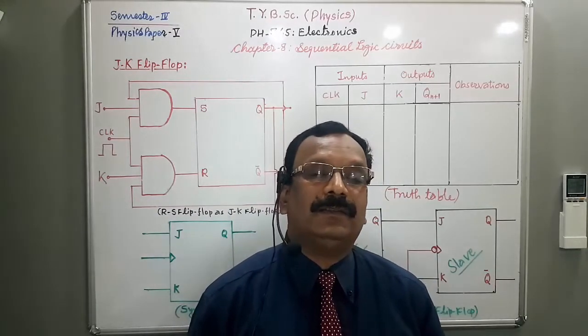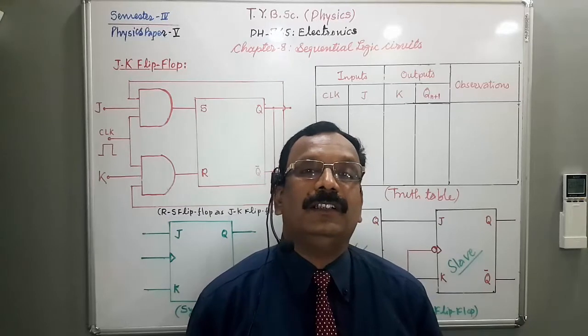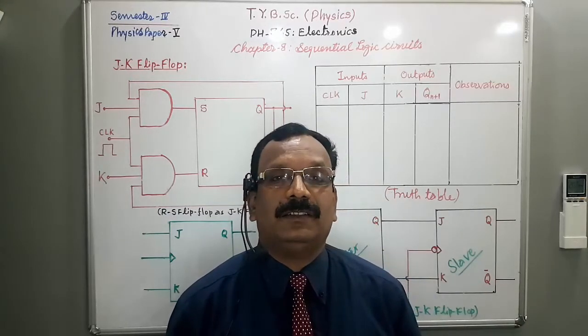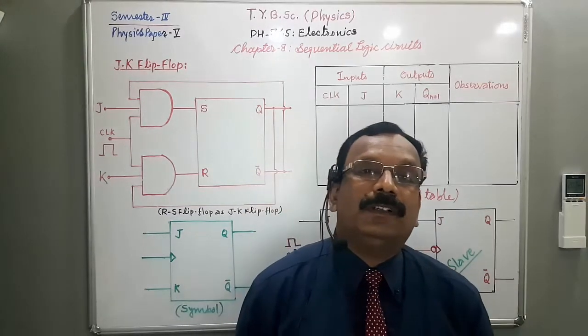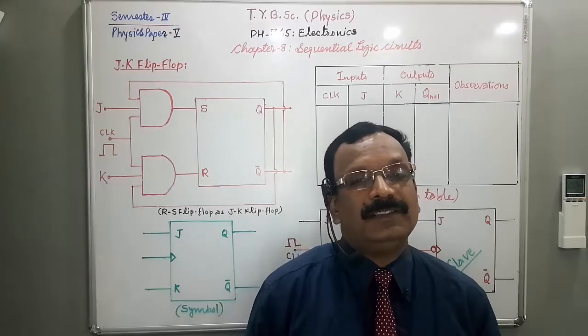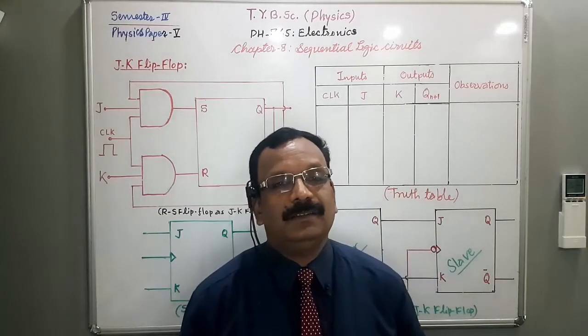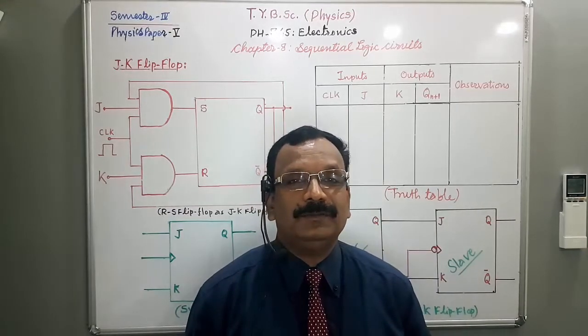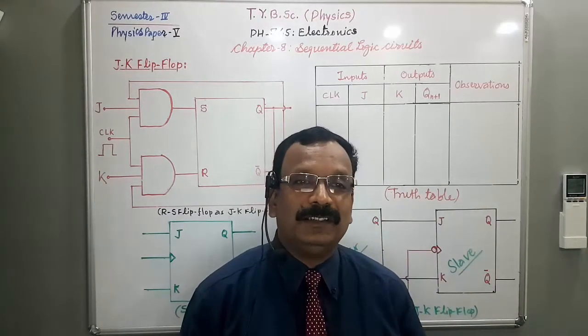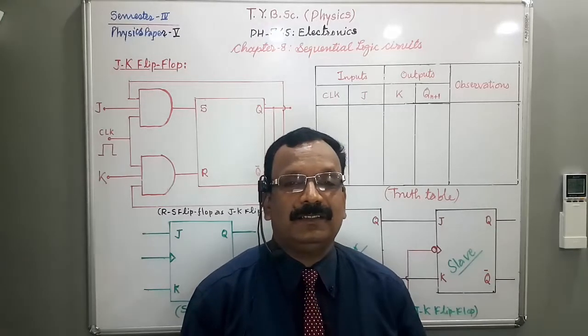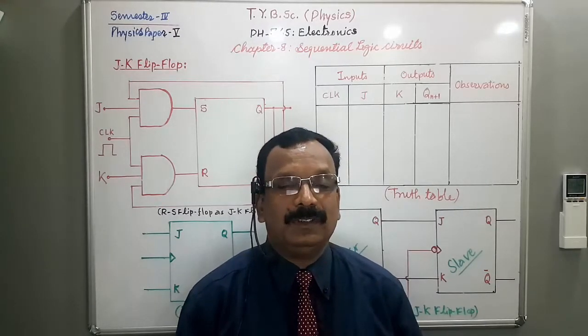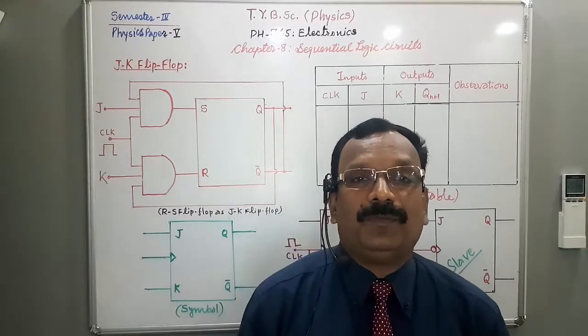In the previous lecture we have studied the clocked RS flip-flop with its truth table and symbols. Now in this lecture we are going to study the next important flip-flop, that is the JK flip-flop.